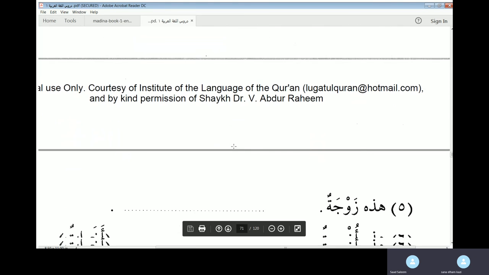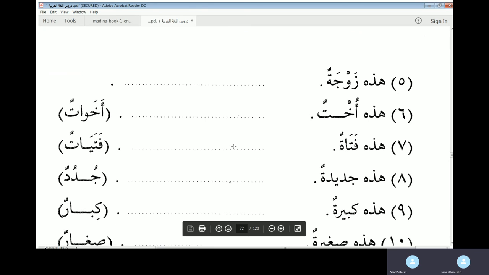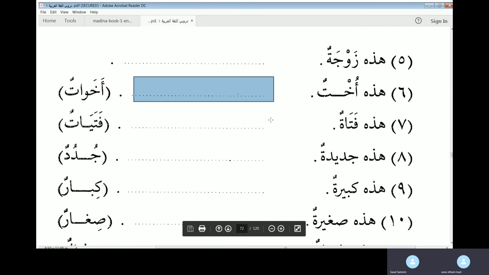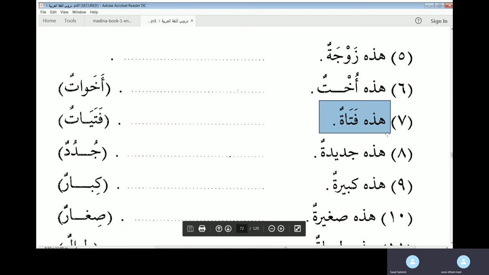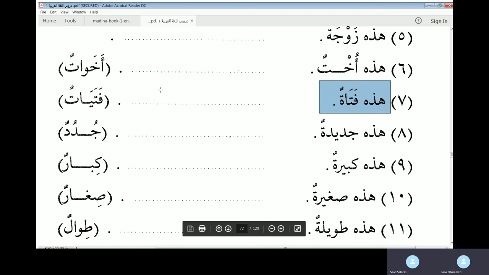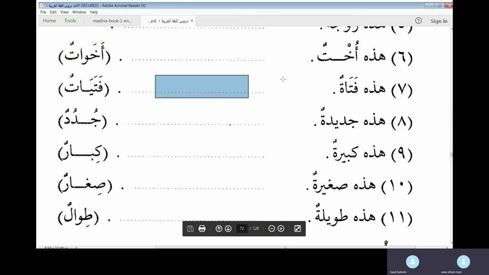هذه زوجة. This is a wife. Zawja means female spouse, a wife. هؤلاء زوجات. These are wives. هذه أخت. This is a sister. هؤلاء أخوات. These are sisters. هذه فتاة. This is a young woman. هؤلاء فتيات. These are young women.